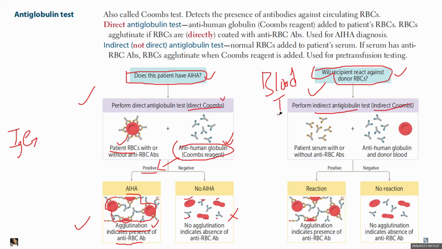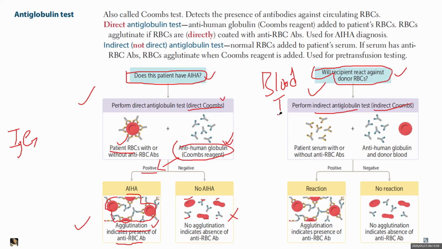Okay, so before the blood transfusion, we need to know whether the recipient serum contains antibodies that could attack the donor red blood cells or not. If the recipient has antibodies against the donor red blood cell antigens, giving that blood could cause a transfusion reaction. So in the indirect test, we are not asking whether the antibodies are already attached to the patient's red blood cells. Instead, we are asking, are there free anti-red blood cell antibodies in the patient serum or not, right?